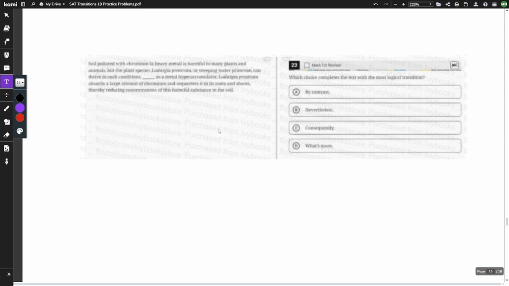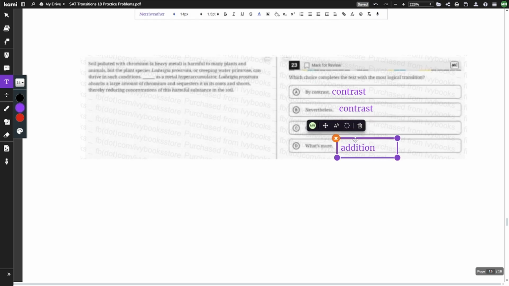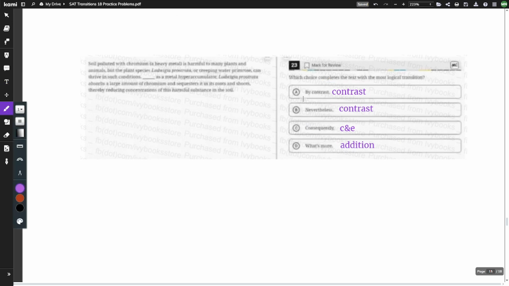Question number 15. Let's look at our answer choices and see what categories they belong to. Nevertheless is contrast. Consequently is cause and effect. And what's more is addition. Once again, we have two contrast words and they're not on the other hand or conversely, so we can get rid of both of these. Let's move to the text.